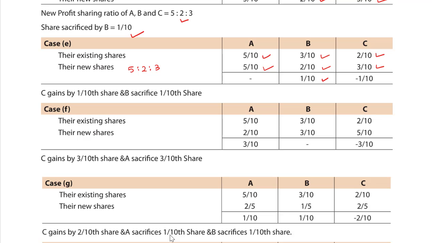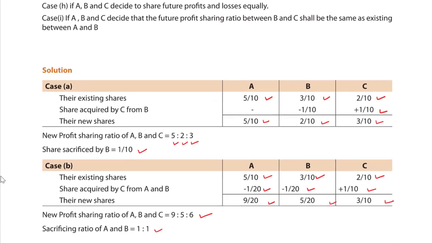C's old share is 2 by 10, new share is 3 by 10. So gain is 1 by 10. C gains by 1 by 10 and B sacrificed by 1 by 10. I believe you understood.